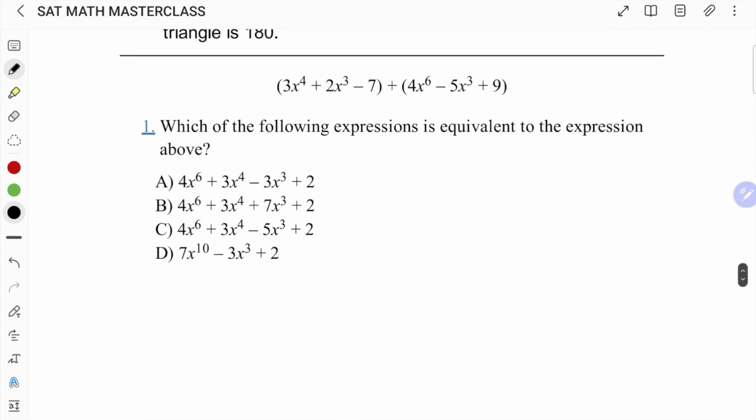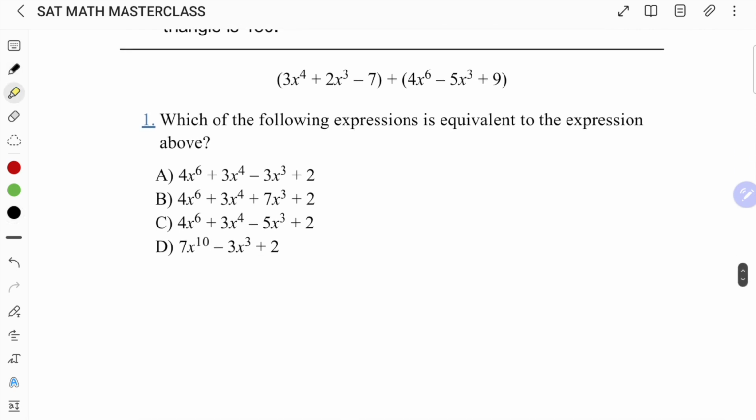Alright, so we'll be starting off with the first question, which says 3x to the power 4 plus 2x cube minus 7 plus 4x to the power 6 minus 5x cube plus 9. Which of the following expressions is equivalent to the expression above?